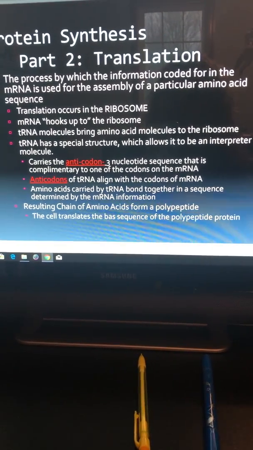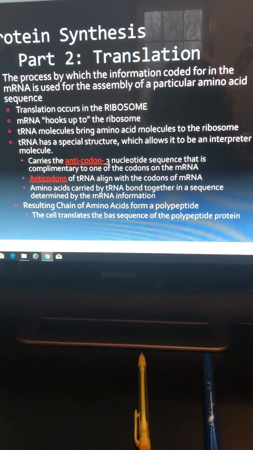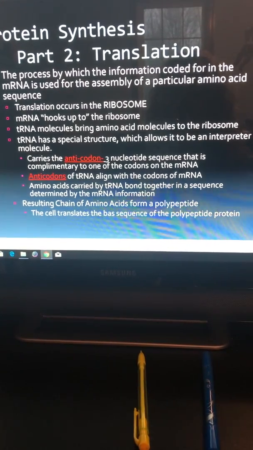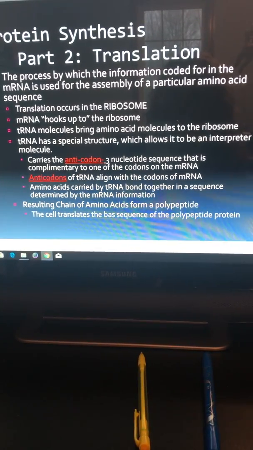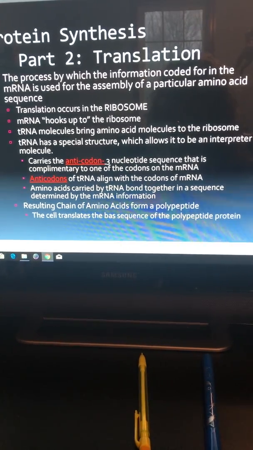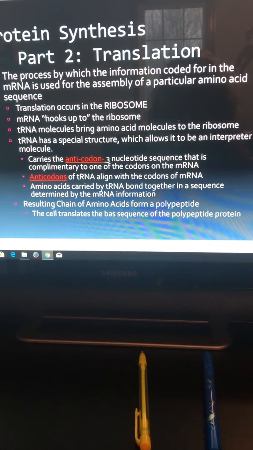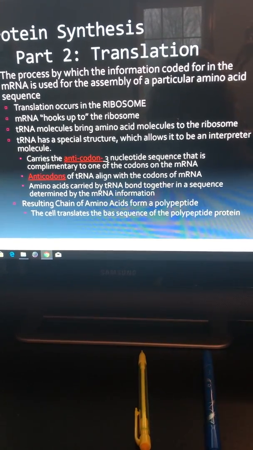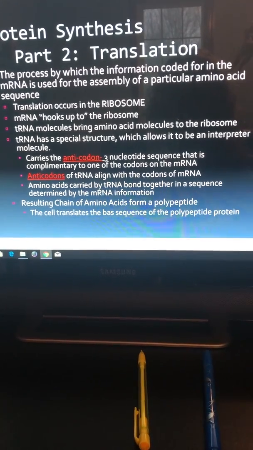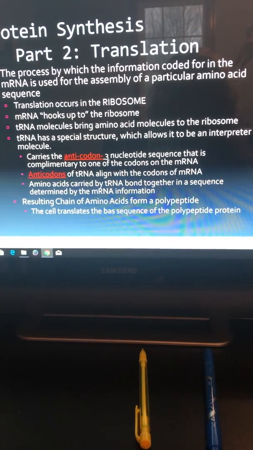Translation is only going to occur in the ribosome. Messenger RNA will hook up and attach to that ribosome, and the codons, which are going to be 3 nitrogen bases, will be read 3 at a time. So you could have AUG, you could have CCG, you could have GCG. It doesn't matter, whatever the order is. But remember that messenger RNA does not have thymine.